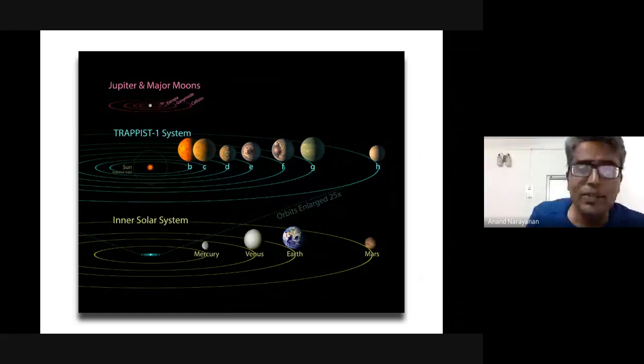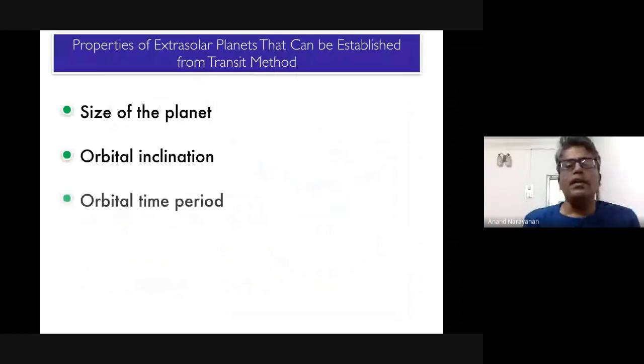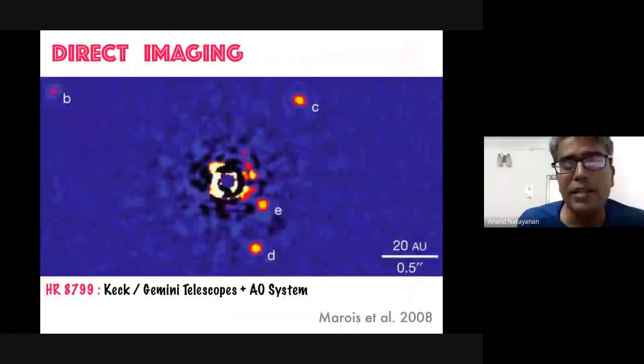So the properties of extrasolar planets that can be established from the transit method are the size of the planet, its orbital time period, etc. Now both these methods, the transit method and the radial velocity method, as I mentioned, are indirect methods. We don't get to see the planet. We can only infer the presence of a planet. What will be really exciting is to be able to see the planet. That is the real excitement. If you can actually see a picture of the extrasolar planet, then there's nothing as convincing as that.